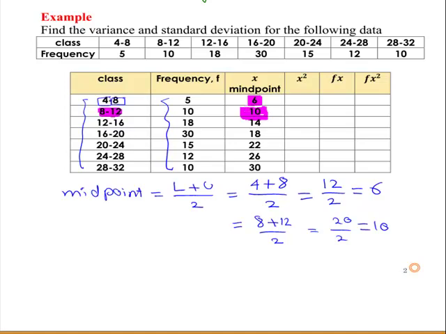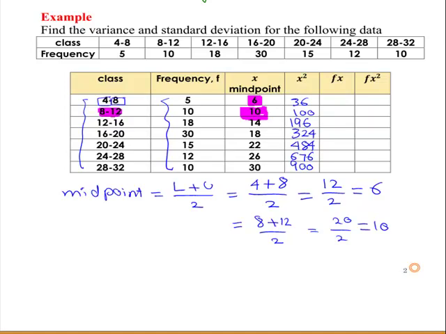Also, we have to find x square in order to substitute it in our equation. x square is just squaring x, multiplied by x. So let's do it together. 6 square will give you 36. 10 square is 100. Then 14 square is equal to 196. 18 square is equal to 324. 22 square will give you 484. 26 square will give you 676. And the last one, 30 square, will give you 900.